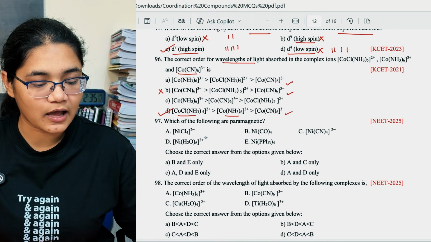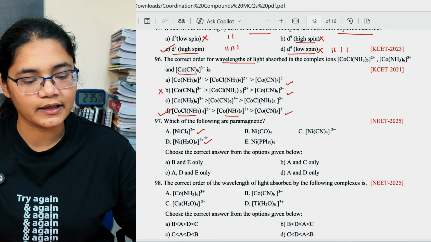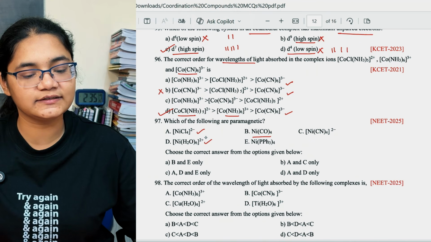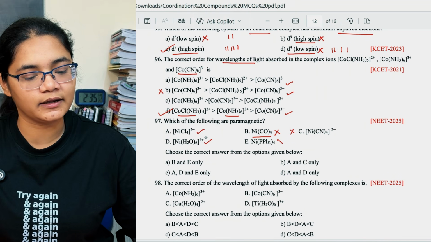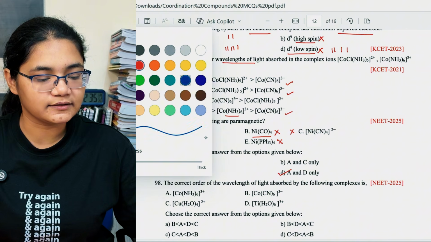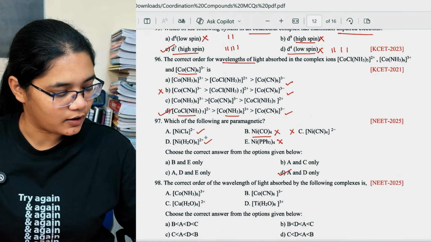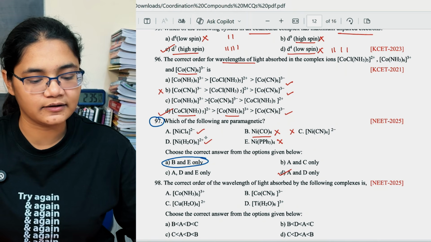Next, which of the following are paramagnetic? NiCl4 is paramagnetic, NiH2 is paramagnetic, and these all complex. Ni(CO)4 is actually D8, but it is not paramagnetic. So A and D only, that is option number D. But I think this question is also given wrong. The answer that is given is B and E only, but the correct answer here is D.